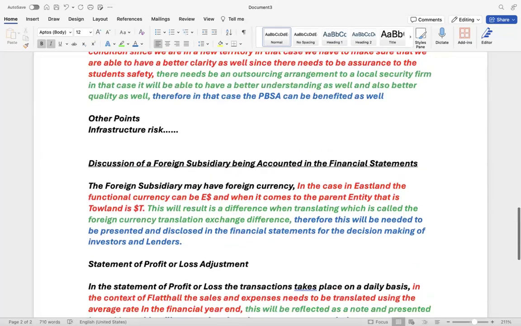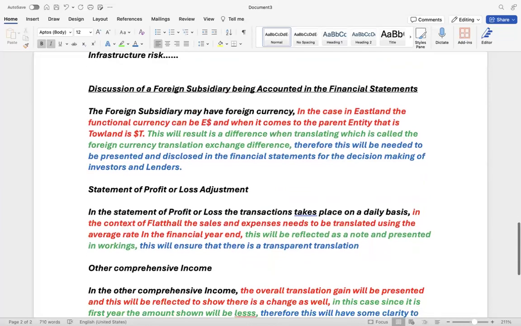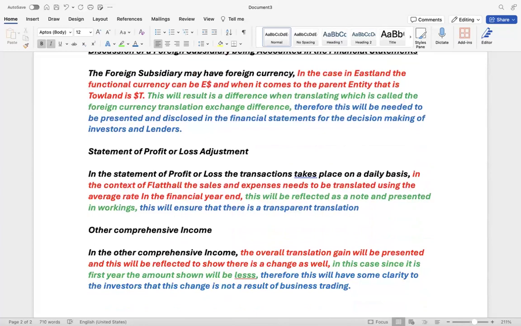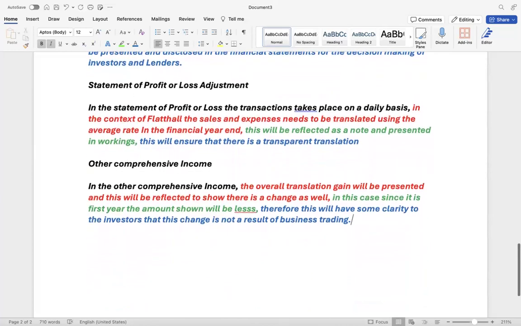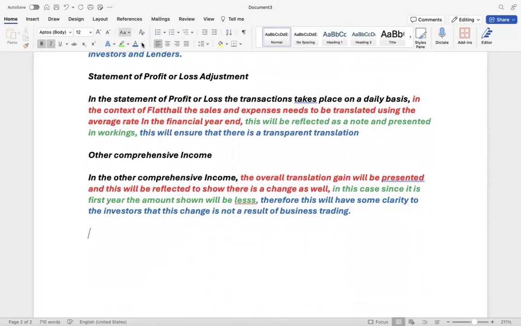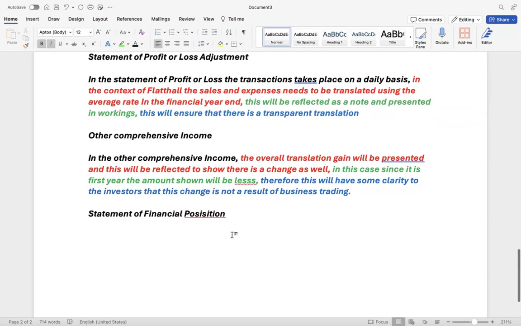Students, can I get a confirmation from you all in the chat box, if you are clear with the P&L and other comprehensive income? Because the next thing we are going to do is the statement of financial position. So I'll write down the next heading, statement of financial position. Statement of financial what, students? Position. Shall we work on this? Of course, we can work on this.